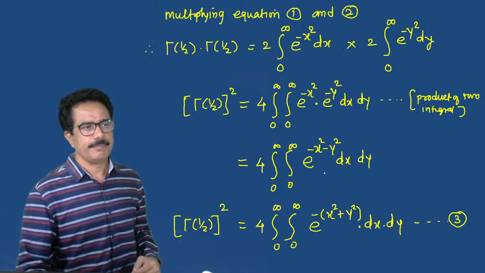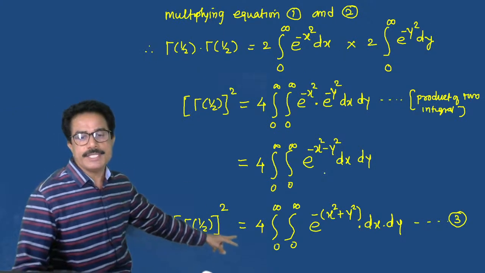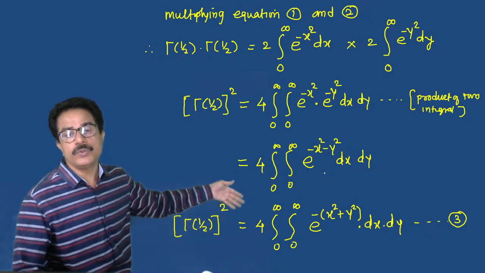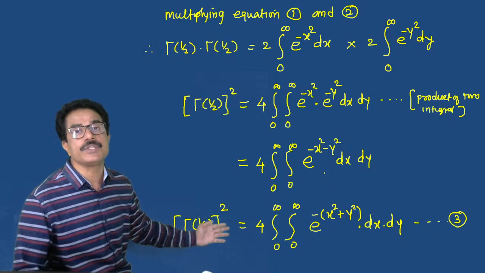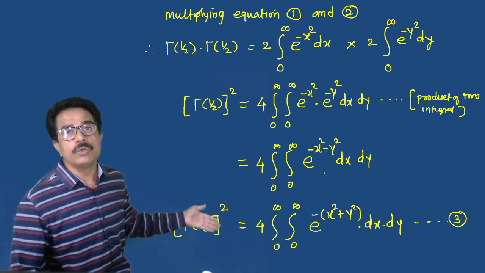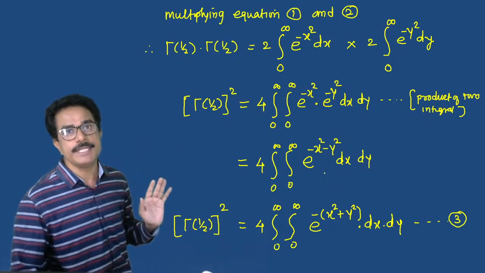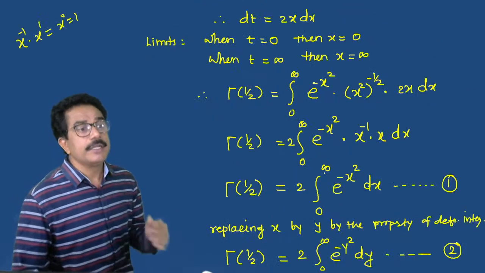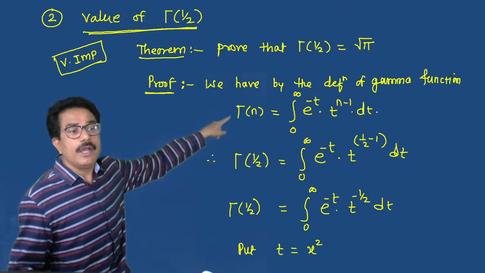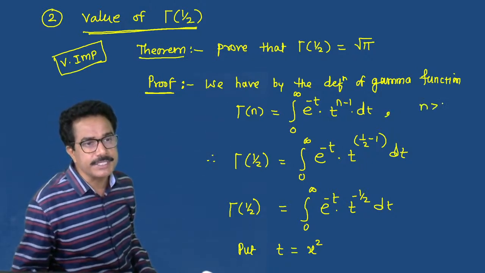See this. Now see, the most important thing is, we have to change the limits 0 to infinity and 0 to infinity, both are the limits with respect to x and with respect to y. Now we have to change the limits for r and theta. Now for r and theta, how can we check? You know that according to the definition of the gamma function, we have to consider n is greater than 0.